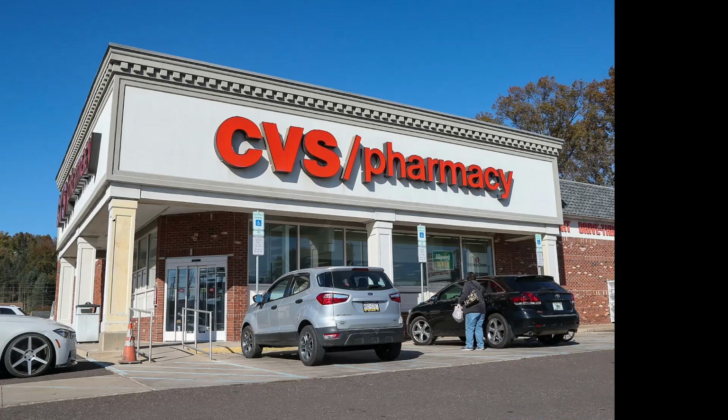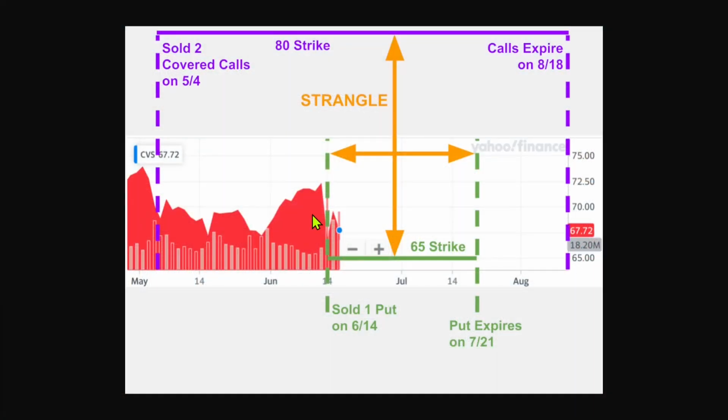I'm strangling CVS because I think it's a solid business with good long-term prospects. I like that they're investing in on-site healthcare services. I like their dividend, and it appears to be safe. I believe their free cash flow can service their debt and pay it down over time. And I think it's selling for a bargain price. So I'm strangling it. Here's a graphic representation of my strangle.